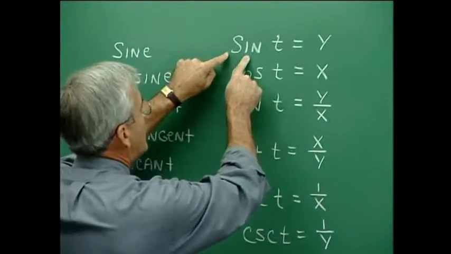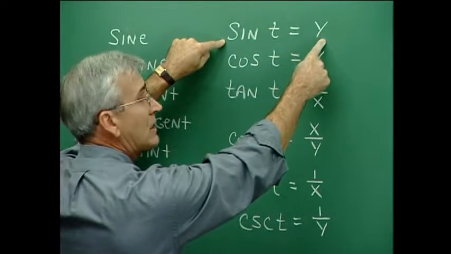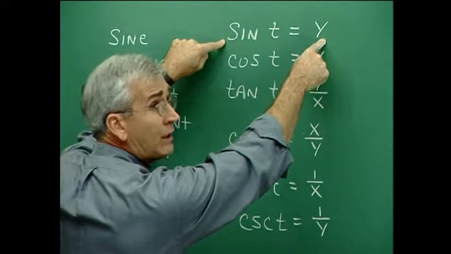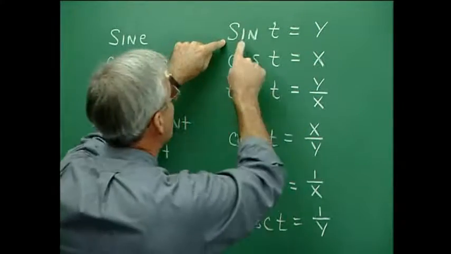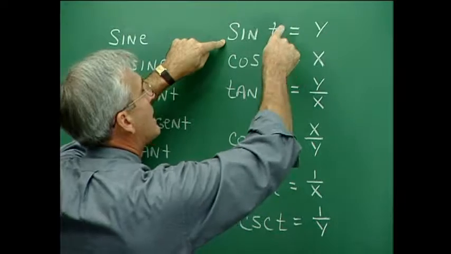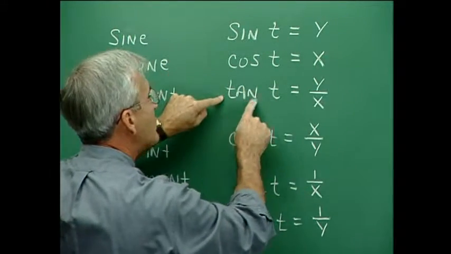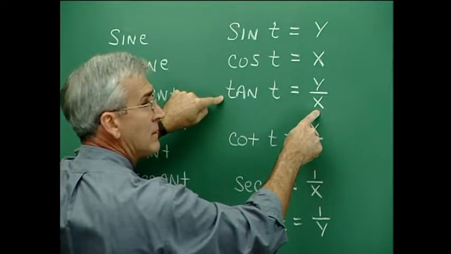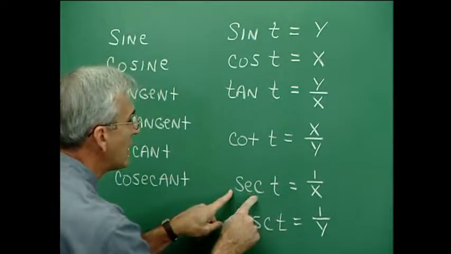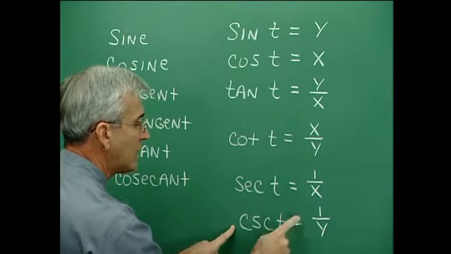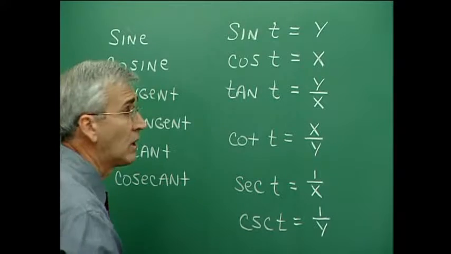All right, so the sine of that real number t is simply the second component in the coordinates of that point where we land on the unit circle. So the sine of t is y. The cosine of t is x. The tangent of t is y over x. And cotangent of t is x over y, secant of t is 1 over x, cosecant of t is 1 over y. So all of these just involve the coordinates of that point that we talked about.